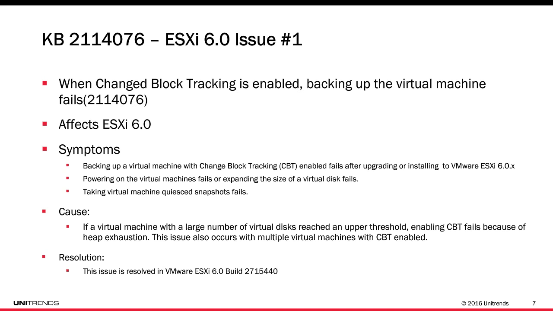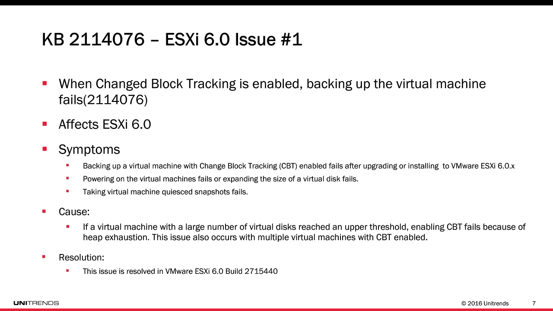So when you're actually backing up that VM, it would fail after the upgrade. So your VM would fail after upgrading or installing to 6.0. Sometimes powering on virtual machines or expanding the size of the virtual disk would fail. Sometimes taking VM quiesced snapshots would fail. And this was a result of systems that actually had a large number of virtual disks that reached an upper threshold, or systems that actually had multiple VMs with CBT turned on. They would fail because there was a heap exhaustion. VMware did come out with a patch on this fairly shortly thereafter.